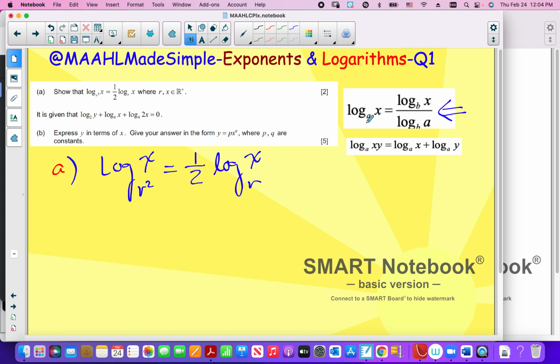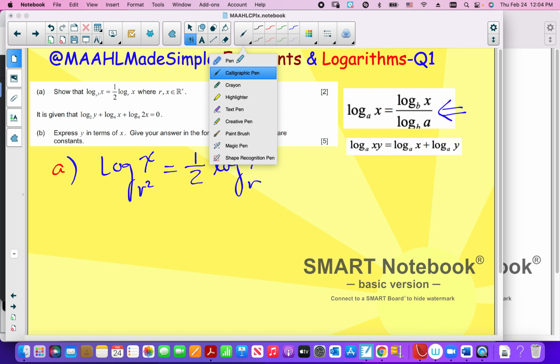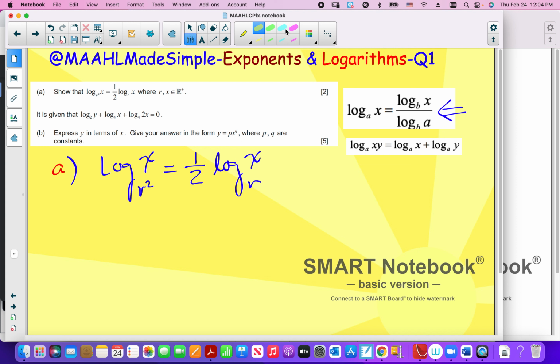Log x base a can be written as log x base b over log a base b, and b can be any number that we wish. So in this case, since they want me to express the logarithm in base r, that is going to be my b. So the left hand side, I'm going to rewrite this as log x to base r over log r squared to base r.